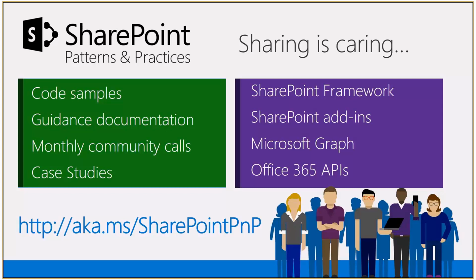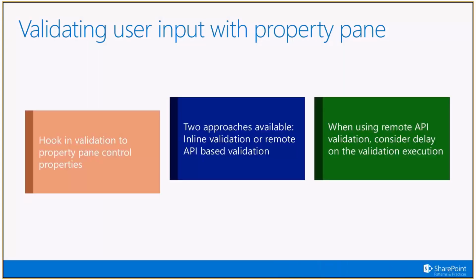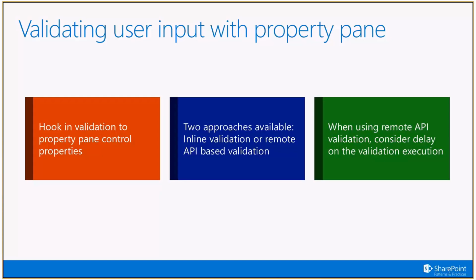Now, let's get back to today's topic, which is really around validating user input with the property pane. So when an end user is adding a property pane value, how do we validate that the value is correct or based on our assumption? Obviously, in your particular case in a web part, it might not matter, but in certain cases, it might be useful to validate that if you're requesting specific values or options from the end user, they're giving you what is expected. How we do this is that we hook in the validation to property pane control properties.